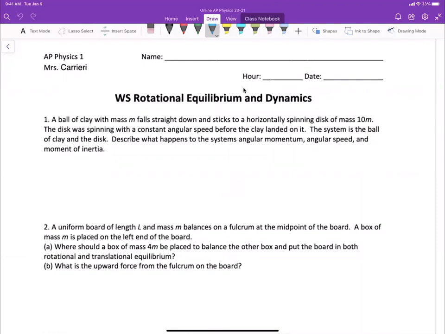We have a ball of clay with mass m that falls straight down and sticks to a horizontally spinning disc. So let's envision this disc, and it is spinning, so it has some angular speed. The disk has a mass of 10 m, and it is at a constant angular speed, so its acceleration is 0. And I have this piece of clay that's going to fall and stick on this disk.